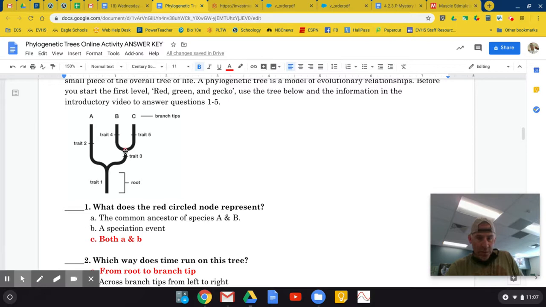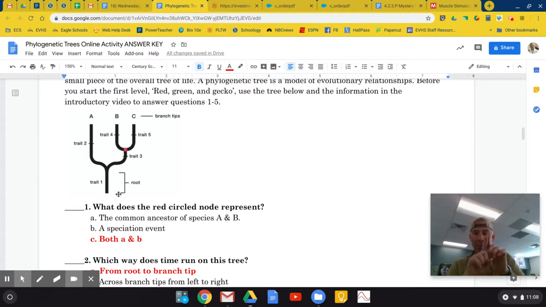This red circled node is not the common ancestor of species A and B, like I'm marking here in red, and I'm catching my mistake. If it would have said the common ancestor of species B and C in a speciation event, then our answer would absolutely be C, both A and B. But in this case, our actual correct answer should just be B.